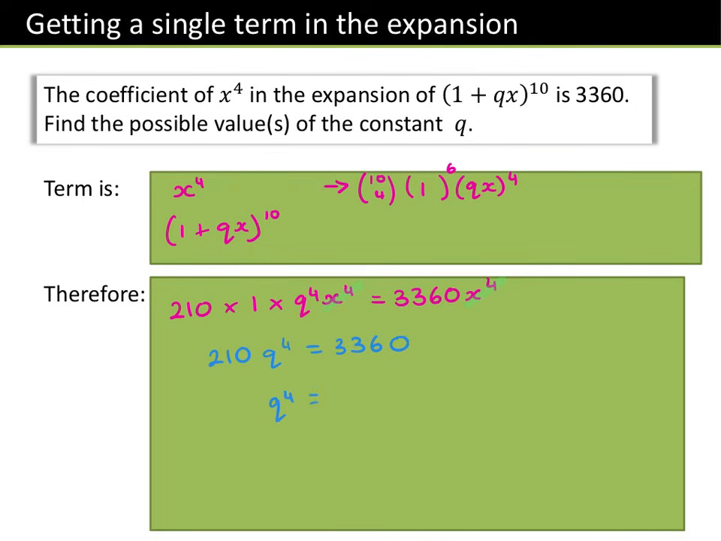q to the power of 4 equals 3,360 divided by 210, which is 16. So q to the power of 4 equals 16. Taking the fourth root of 16, that means q can either equal 2 or q equals negative 2. Remember, we can raise a negative to an even power and we will get the same solution as raising the positive of that.